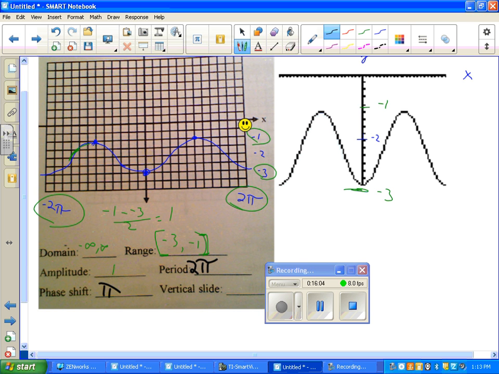Vertical slide. This is supposed to be the middle, right? We had a vertical slide of -2, or down 2.